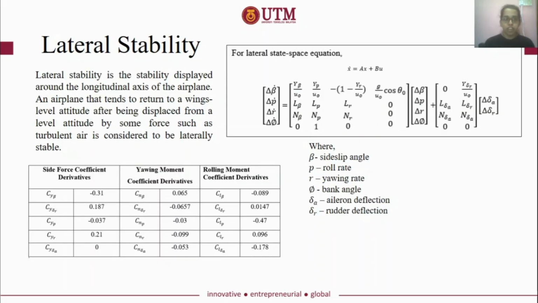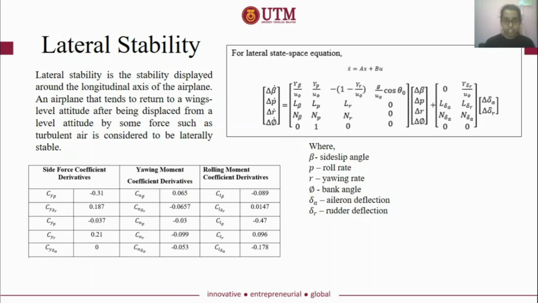Before that, I would like to give the definition of lateral stability. Lateral stability is the stability displayed around the longitudinal axis of the airplane. An airplane that returns to a wing level attitude after being displaced from a level attitude by some force, such as turbulent air, is considered to be laterally stable.